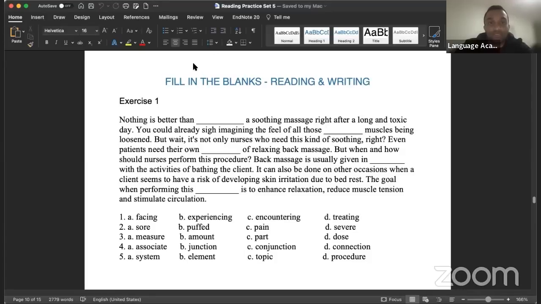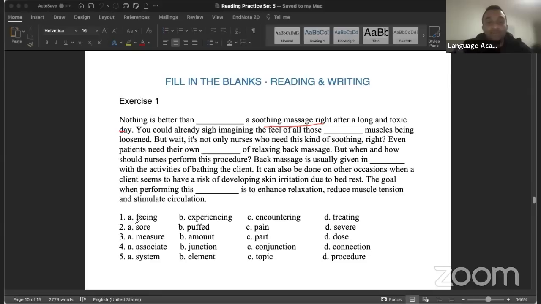This one was actually an easy one. All right: "Nothing is better than dash a soothing massage right after a long and toxic day." So let's say you have a very long, tiring day, what will happen? Nothing better than dash a soothing massage. You can't face a massage, right?